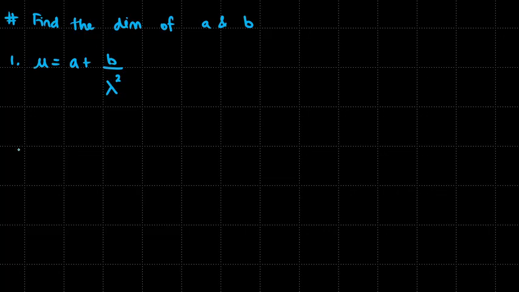The second one is V equals A e to the power minus B t squared. Here V is velocity. So now let's solve it. We are going to first do the first one. So let's do the first one.